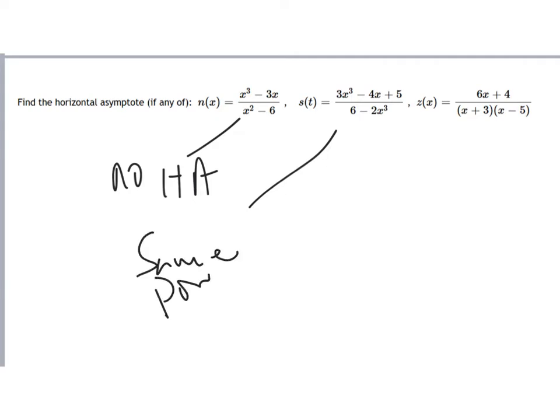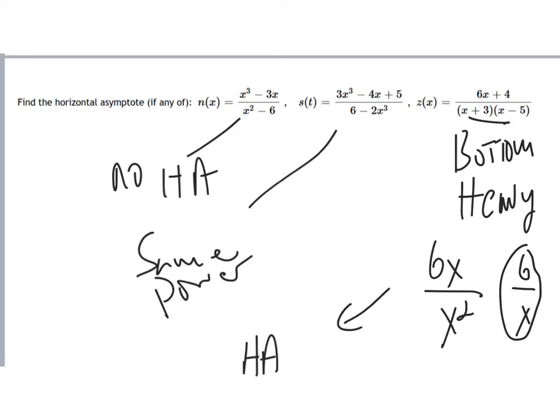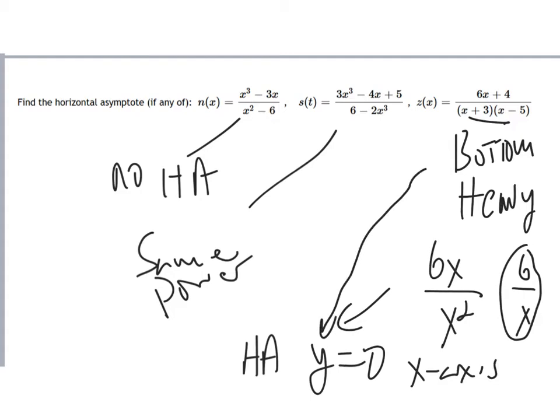Same power, all right. Here's bottom heavy. Because of thinking about what we did with polynomials, I know in the numerator it'll be 6x, so we don't care about the 4. And the denominator is going to be x squared. Well, that's a bottom heavy function. If you think about that, isn't that just 6 over x if you do some canceling? Isn't this just the reciprocal function with a little stretch factor going on? So this tells me the horizontal asymptote is going to be the equation y equals 0, the x-axis, and that is because it's bottom heavy. So bottom heavy, the horizontal asymptote is y equals 0.